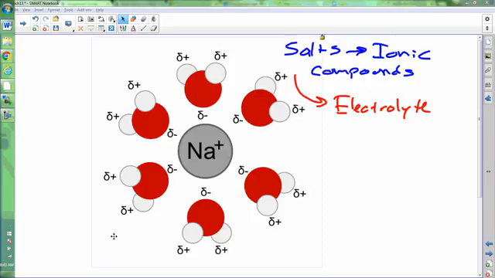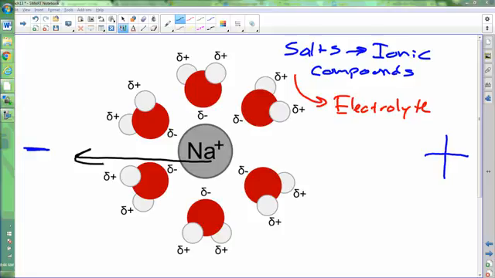That sodium ion that is surrounded by those water molecules is able to move. If we set up an electric field where there's a positive charge over here and a negative charge over here, because the sodium ion is positive, it's going to be repelled by the positive charge and attracted to the negative charge, and so it's going to move across towards that negative charge. And if we have a moving electrical charge, that's electricity.